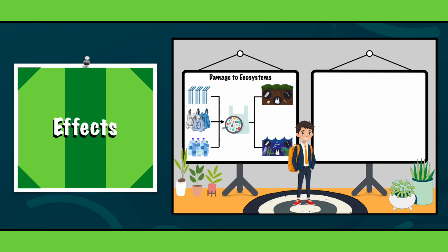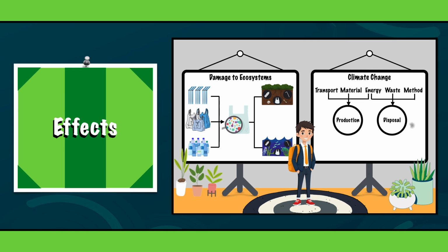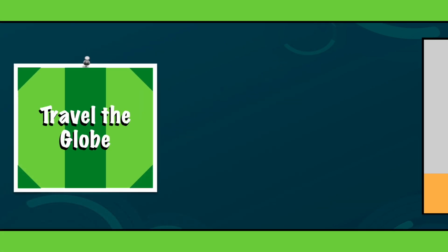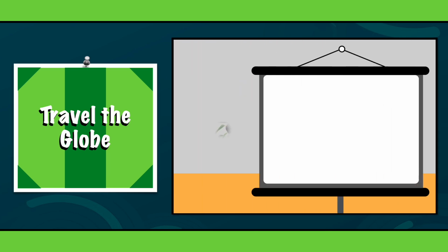In addition, plastics contribute to climate change. The production and disposal of plastic products release greenhouse gases, adding to the climate crisis. But perhaps the most alarming effect is how plastic moves around the world. So, how does plastic travel the globe? Well, plastic waste doesn't stay put.